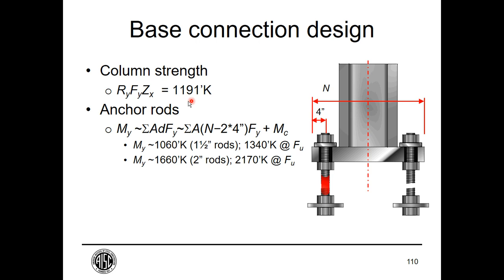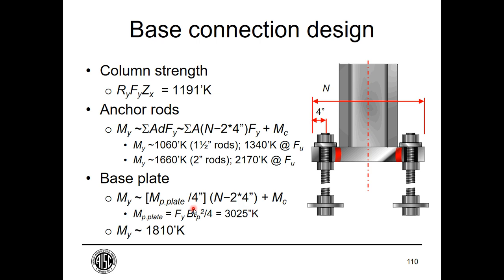So maybe the yielding of the column is the way this thing is going to behave, at least when the column's in compression. And at the base plate, because we used the 2 3/4-inch base plate, that actually gives us a pretty high flexural strength before it starts to yield.